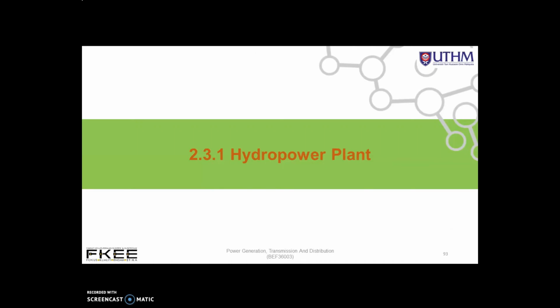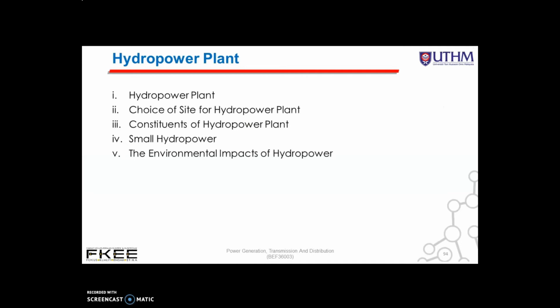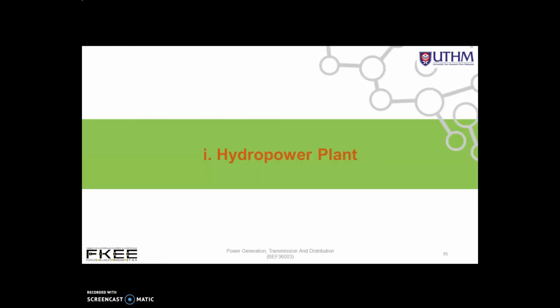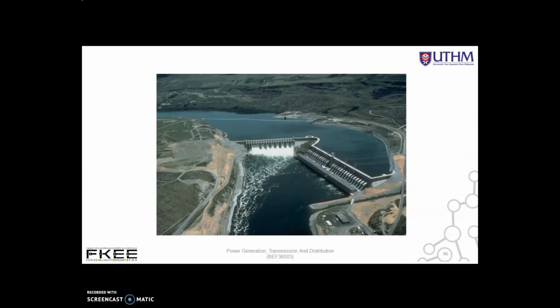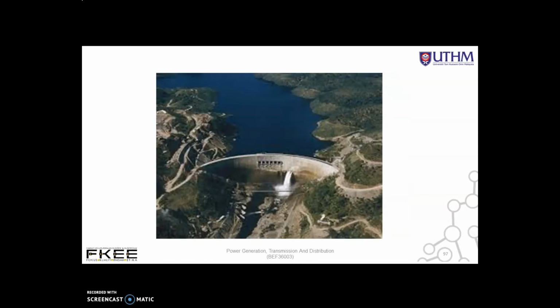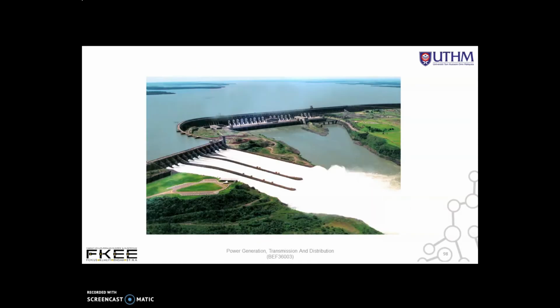First, we go to hydropower plant. For hydropower plant, it consists of the hydropower plant, the choice of site for hydropower plants, constituents or equipment of hydropower plants, small hydropower, and finally the environmental impacts of hydropower. So we go one by one. First is the hydropower plant. These are some figures of large scale hydropower plants in Europe. You can see there is a very large hydropower plant.